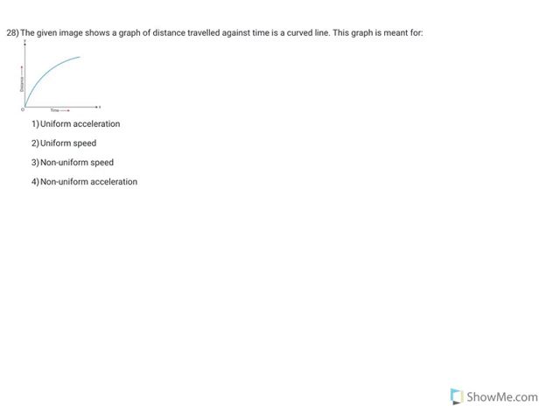The image shows a graph of distance traveled against time. The graph is meant for, have you seen, this is non-linear, non-uniform motion or non-uniform speed. It will be this, the speed will keep changing.